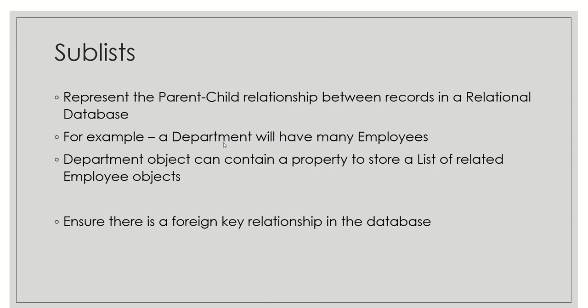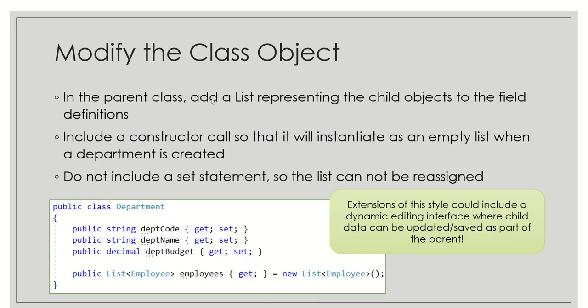Our first step is going to be adding a property or a field that will represent that list of child objects. If we look at our existing department class, we have properties or fields for department code, department name, and department budget. And we're going to add an additional one called employees that is a list of employee objects.